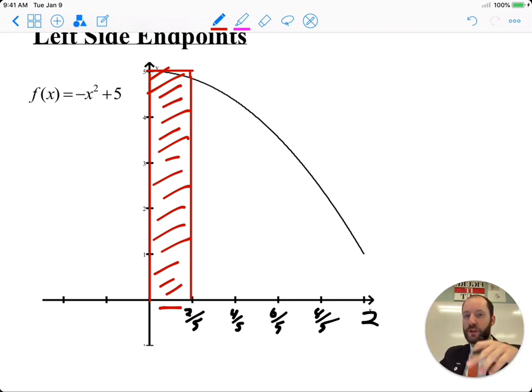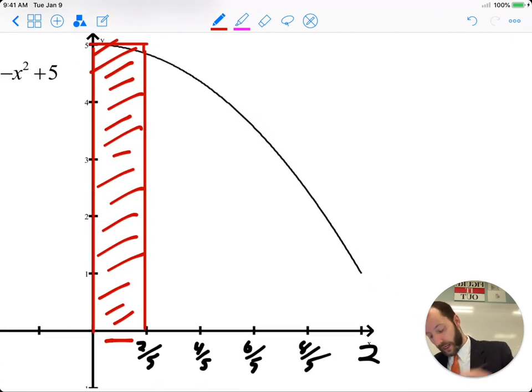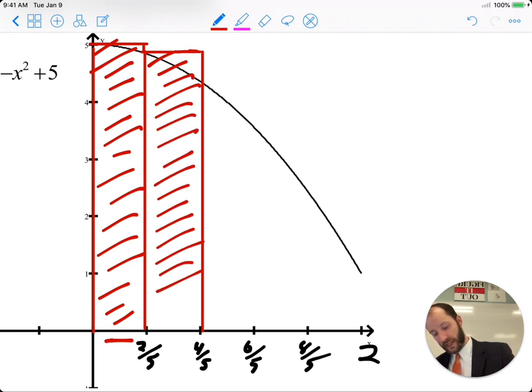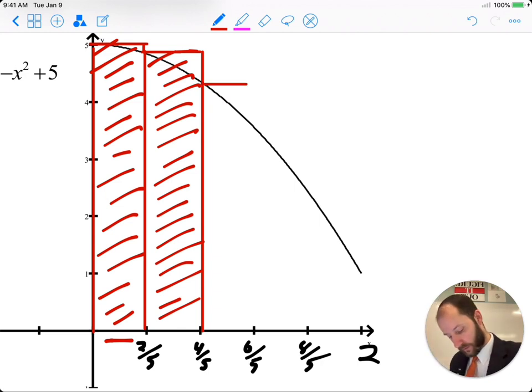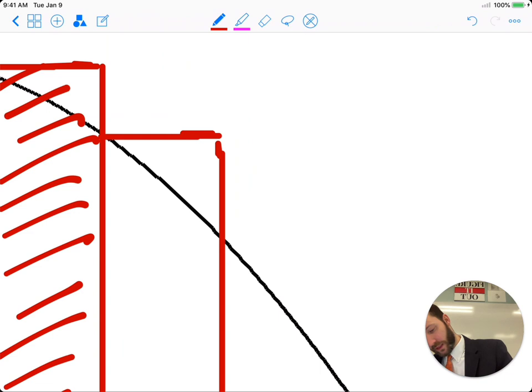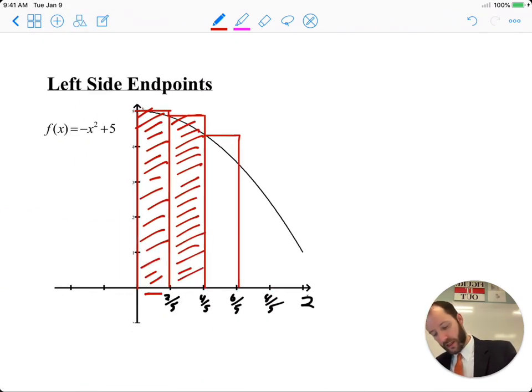Then do that again for 2/5 to 4/5. I can go right to the point where the first rectangle's right side meets the curve, and extend that over. Then find that area and add it on to the first one. Now the area for the third interval: extend over from the curve, and up. I made a bit of a mess of that. Okay, then color that in and add that area to the first two, and just continue this process.